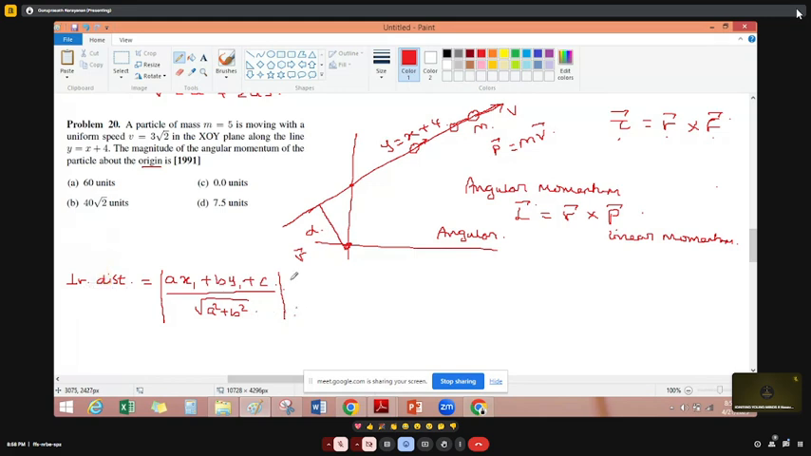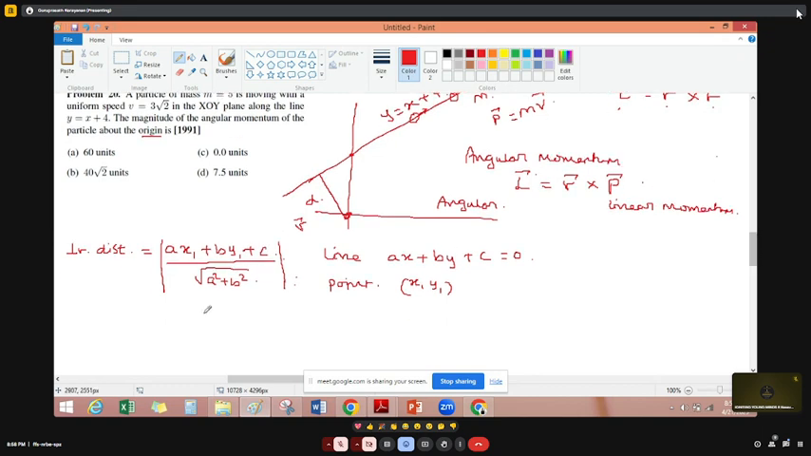So this is your line: Ax plus by plus c is equal to 0 is a line, and the point is x1 comma y1. I'm supposed to substitute these points over here. That will give me the numerator, and then I have to take the square root of the sum of squares of the coefficients. That's all. So find out r, multiplied by m into v, you will get the answer.